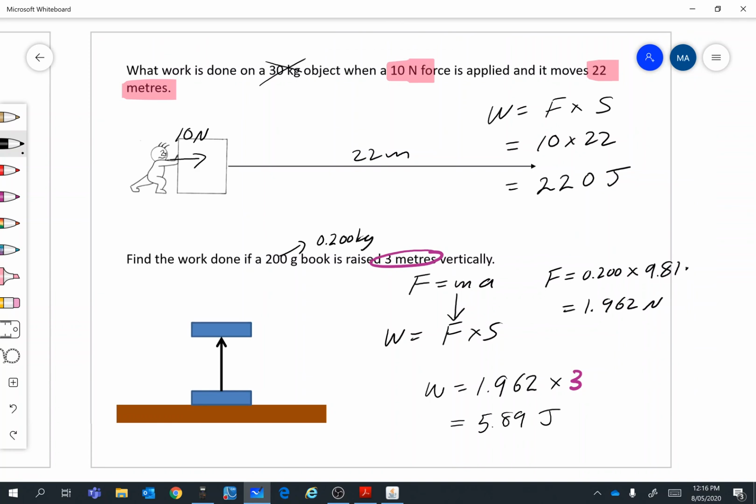So just a specific type of question there that may come up from time to time. If you're lifting something and they want to know how much work is done, calculate the force that would be required to overcome that gravity. And essentially it is the weight of the book or the weight of the object.